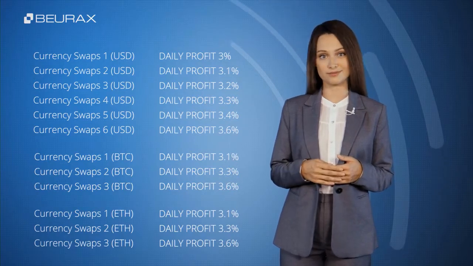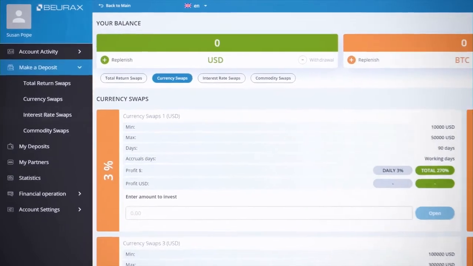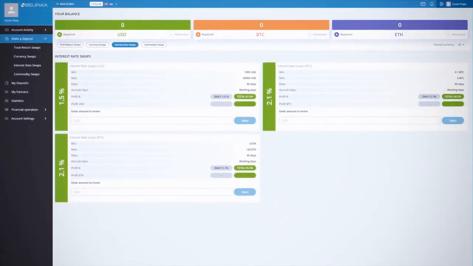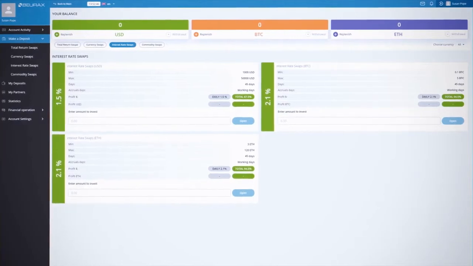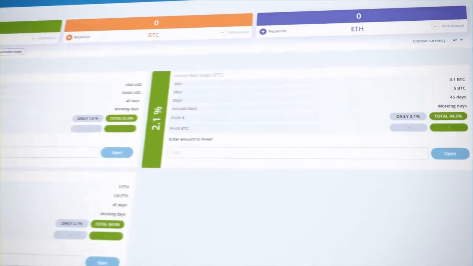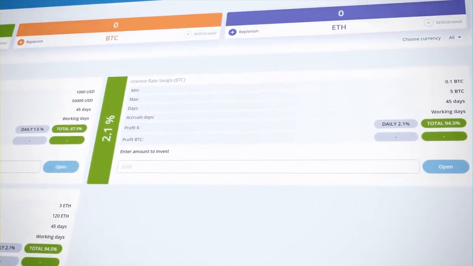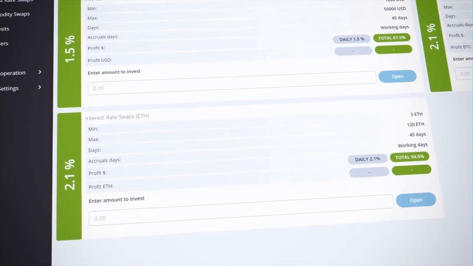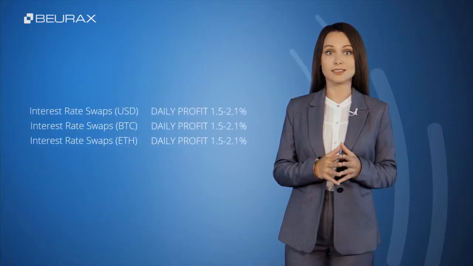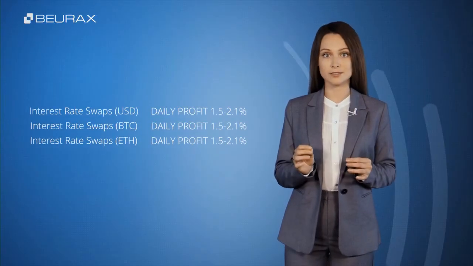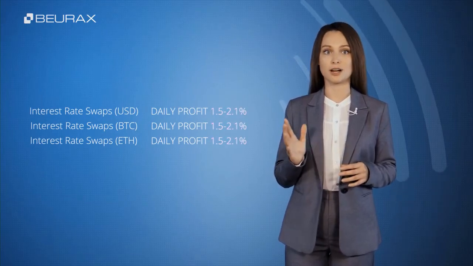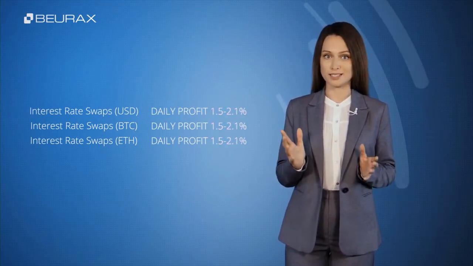Interest rate swaps is a category of investment plans that provides clients with daily accruals and payments on deposits and assumes an automatic refund of the deposit amount after its expiration. A distinctive feature of this category of investment plans, compared to total return swaps, is the floating interest rate, which can change daily. The daily profit of investors in this category of investment plans varies from 1.5 to 2.1%, depending on the success of the company's trading operations over the past day.